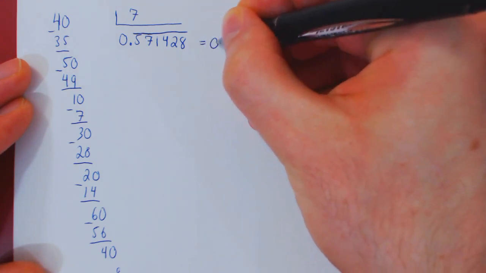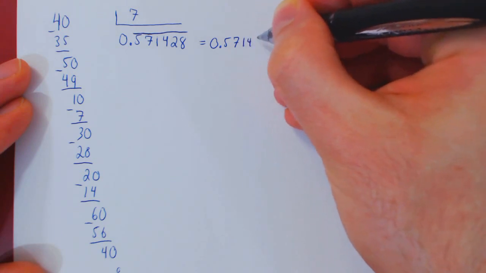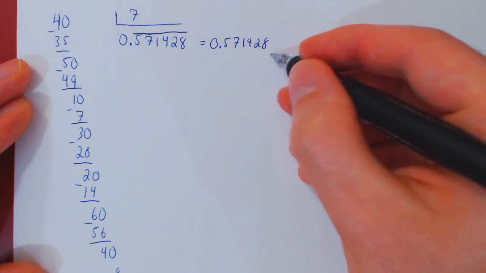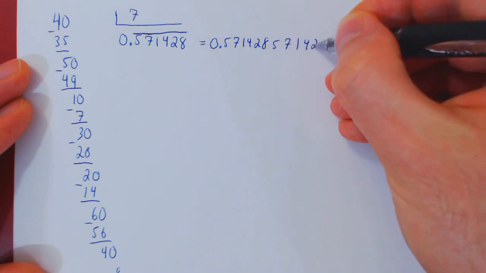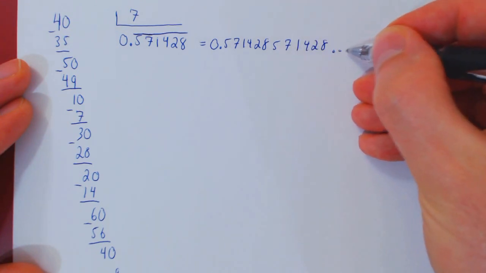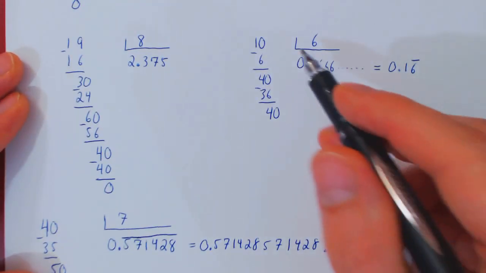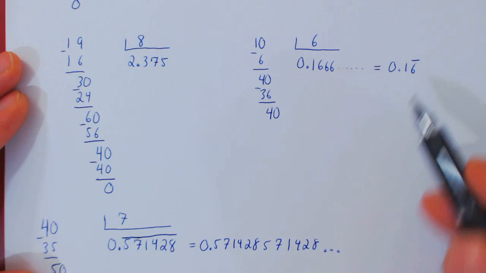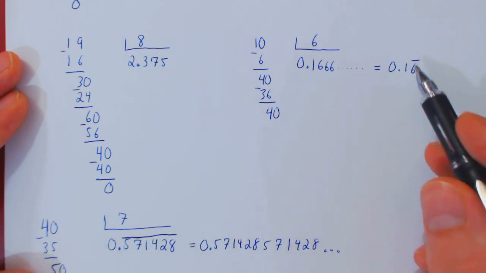So if you want 0.57142 and this repeats again. 57142 and again and again and again forever. So just as in the case of 1 over 6, we have an infinite decimal expansion that is cyclic, that repeats itself forever, but the pattern is a lot more interesting.